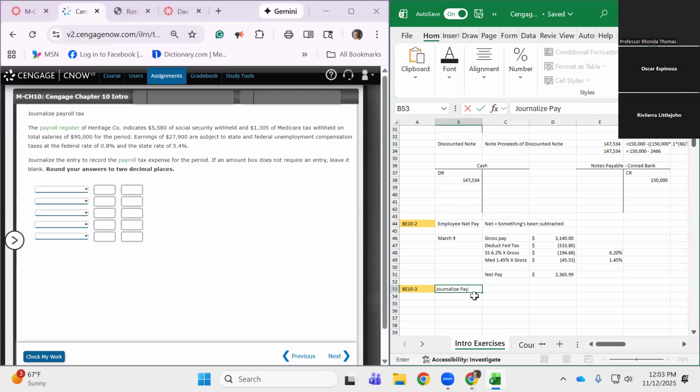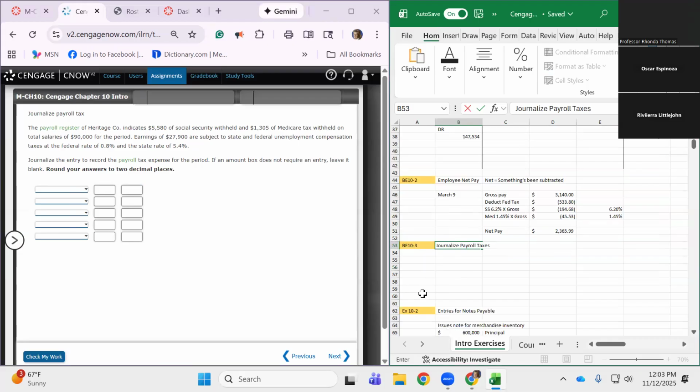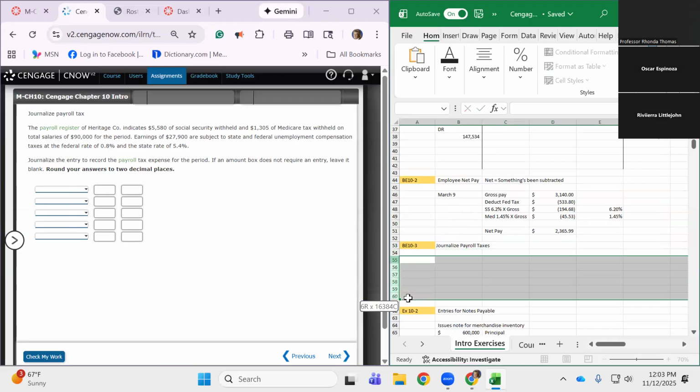Journalize payroll taxes. Okay, so I'm going to put some T accounts. How many T accounts do I need? 1, 2, 3, 4, 5. How do I know that? That's how many lines I got. So I'm going to need 5 T accounts.